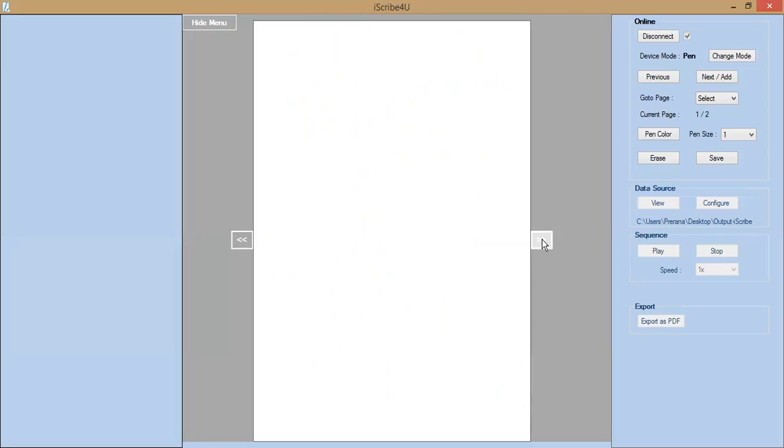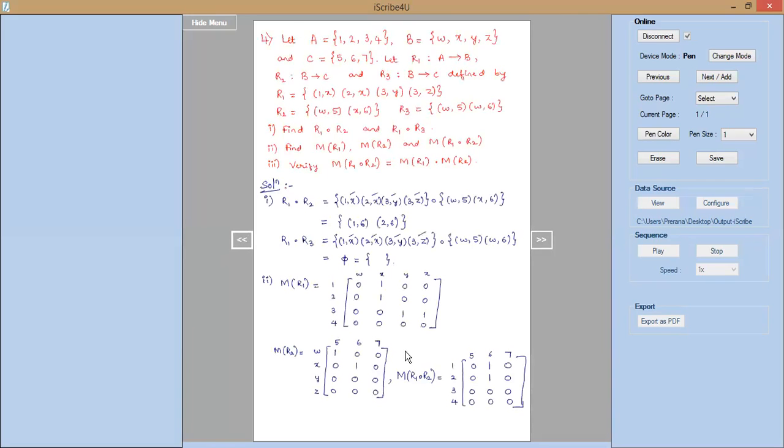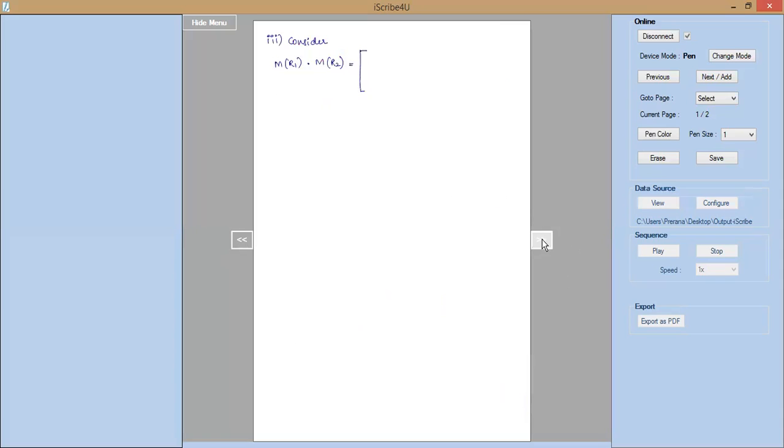So I will take up, consider for the third sub part of the problem, matrix R1 into matrix R2. So matrix R1 we have found out in the previous page. I'll just go there. Matrix R1 is 0 1 0 0, 0 1 0 0, third row is 0 0 1 1, fourth row is all zeros.